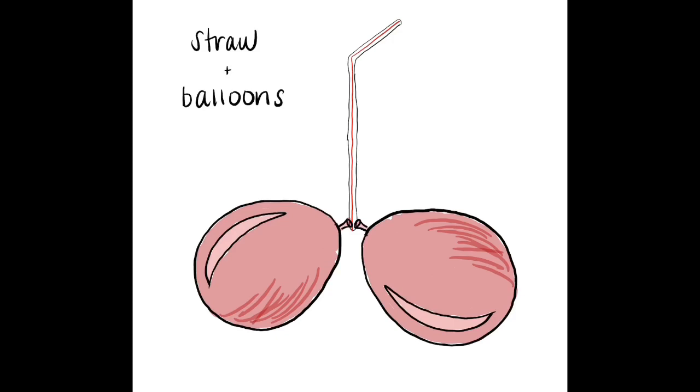First, I want you to imagine a straw with two balloons that are attached to the end of this straw. When you blow air into the straw, this causes the air to then travel into each balloon, causing them to inflate. Now, when you suck the air back out of the straw, this causes the air to come from the balloons and then back up the straw, and the balloons then deflate. This is how our lungs work.